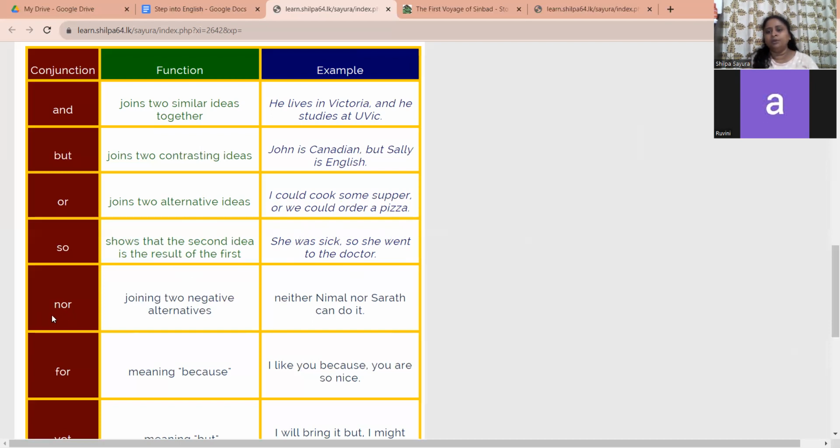Then "nor", N-O-R. This, "so", "nor" and "or". So here "or" joins two positive sentences. And this "nor", N-O-R, joins two negative alternatives. Neither Nimal, so now we pronounce it "neither" also, and you can say it "neither" in Old English. Neither Nimal nor Sarath can do it. Nimal tavat, sarat tavat eka karanda bෑ.